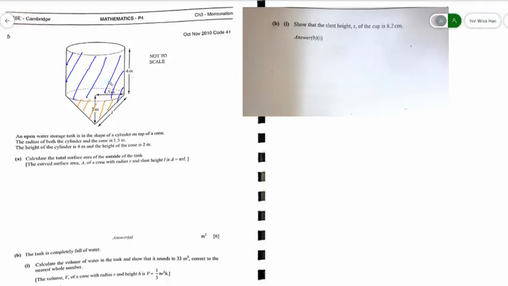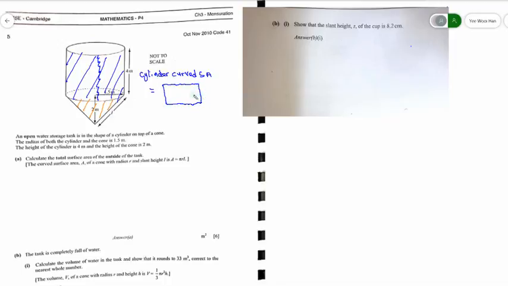Now let's talk about the blue curved surface area. This basically is the cylinder curved surface area. If this surface is cut along this length and you open it up, you actually get a rectangle.